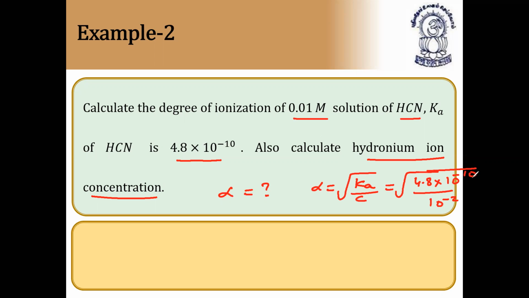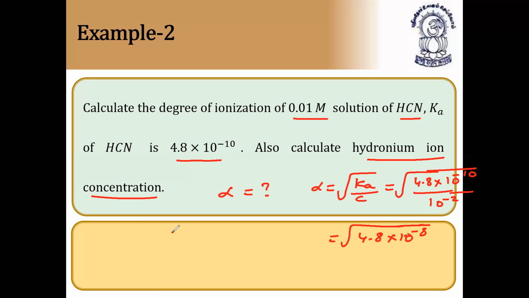So 10^-2 goes to the numerator. It becomes root of 4.8 × 10^-8, because 10^-2 goes to the numerator as 10^+2, so it is equal to 10^-8. If you find the root of 4.8 × 10^-8, we'll get the value of alpha. So straight away we can take alpha.